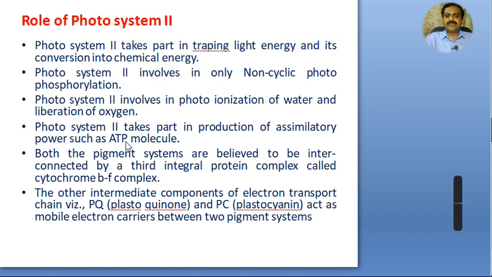and it takes part in production of assimilatory power like ATP molecules. Both pigment systems are believed to be interconnected by a third integral protein complex called the cytochrome b6f complex. The other intermediate components of the electron transport chain, like plastoquinone and plastocyanin, act as mobile electron carriers between the two pigment systems.